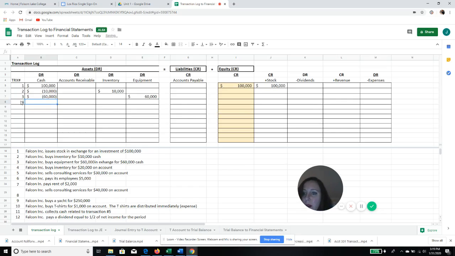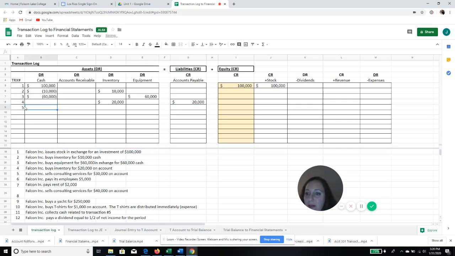Transaction 4. Falcon Inc. buys inventory for $20,000 on account. So we're going to increase inventory by $20,000. On account means that we, instead of paying cash, gave a promise to pay at a later date. When we're in the buying cycle, we call that promise to pay accounts payable. So we're going to increase accounts payable because we now owe money. On the left side, we have a positive $20,000. On the right side, we have a positive $20,000, so we're in balance.